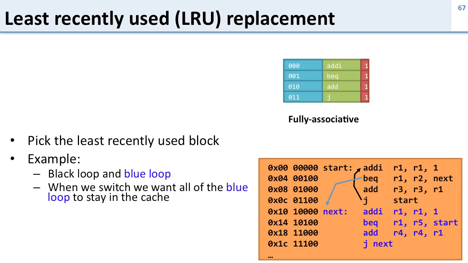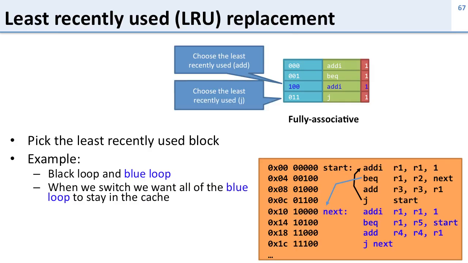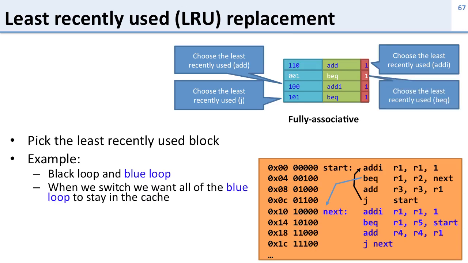Now when we finish the loop and we go down to the blue loop, now we're going to have new instructions and we need to find a place to put them in the cache. But this is a least recently used replacement policy, so we're going to choose the oldest piece of data in the cache, which is the add. So now we're going to replace the add with our new blue add I. Now on the next instruction, now we need to find the next oldest piece of data, which is the jump from the black loop. Replace that, and so forth. We keep finding the oldest pieces of data in the cache to replace, and we replace them.